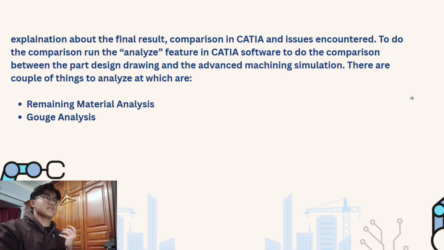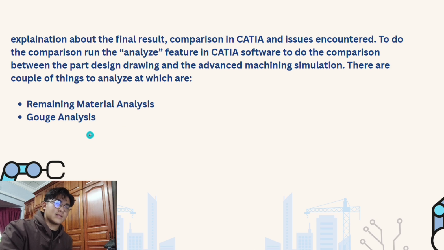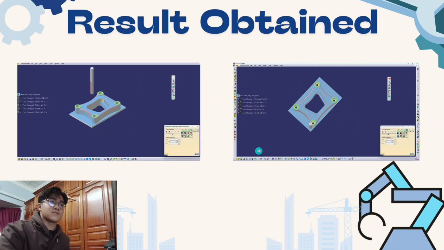First of all, in this section, I will explain about the final result of our project, the machining simulation part, the comparison in CATIA, and issues encountered in the simulation. To do the comparison, we run the analyze feature in CATIA, and there will be analysis that we can do, which is the remaining material analysis and the gauge analysis. Okay, so this is the result that we obtain after the machining simulation.